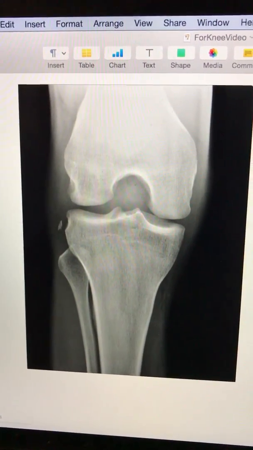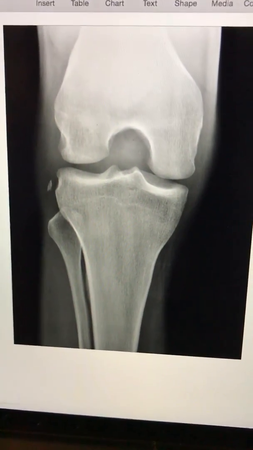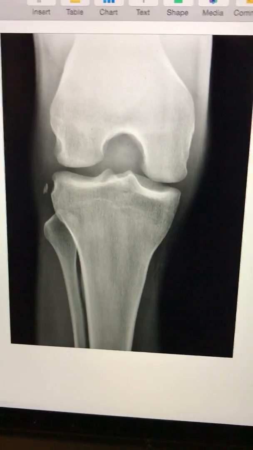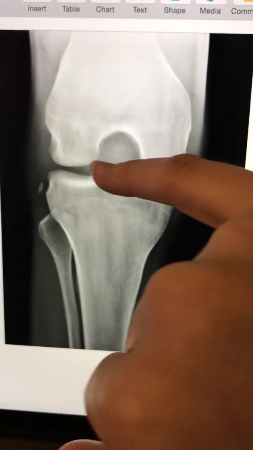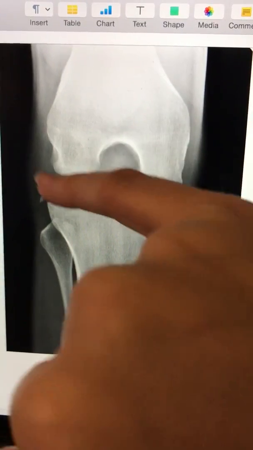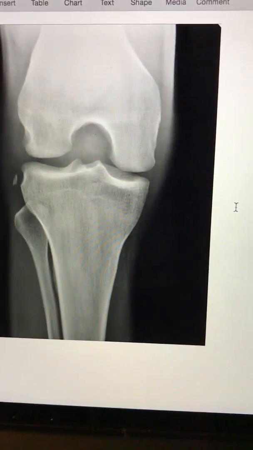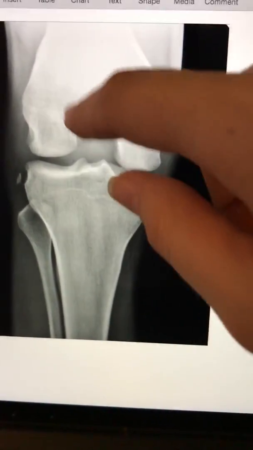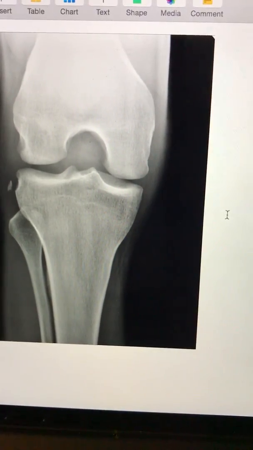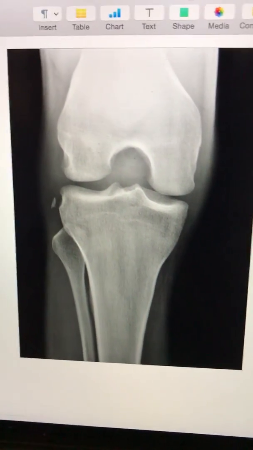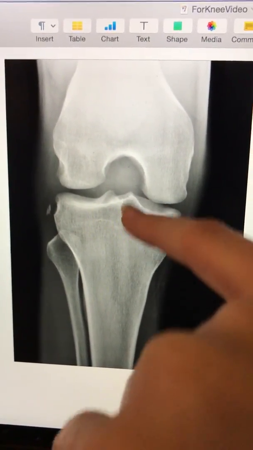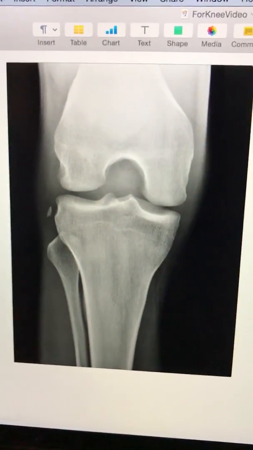The slang term is tunnel view, but it's the intercondylar fossa. So here, you don't see this on the AP. This is the really big area for the intercondylar fossa. It's called a fossa because it's a big indent, I guess, or a depression. And that's where this intercondylar eminence sits, and it gives it some room.